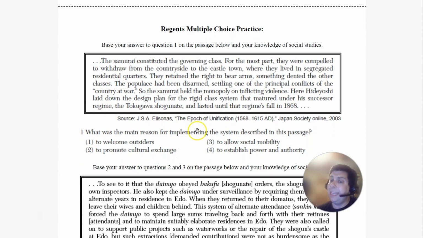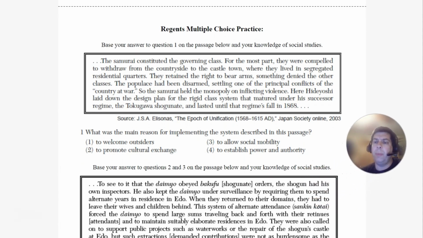So now I think it's page 4 of your packet if you are one of my students. If not, it's just the next page if you printed it out from the link I shared on YouTube. Okay, so it says, remember, we read the sourcing. The Epic of Unification, 1568 to 1615, Japan Society Online. Okay, it's about Japan. What was the main reason for implementing the system described in this passage?